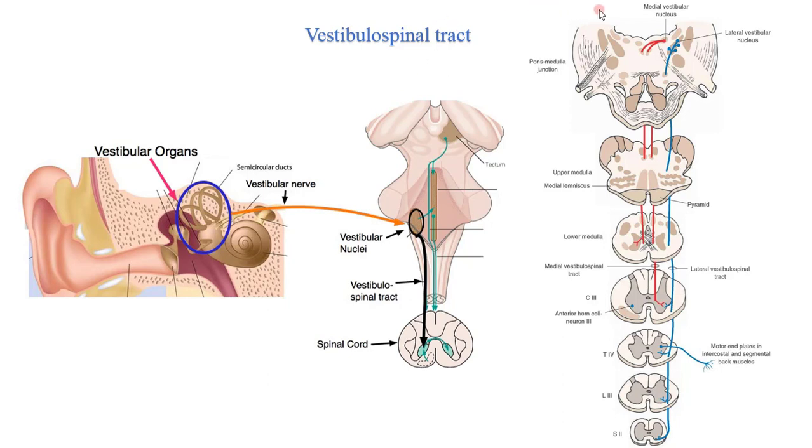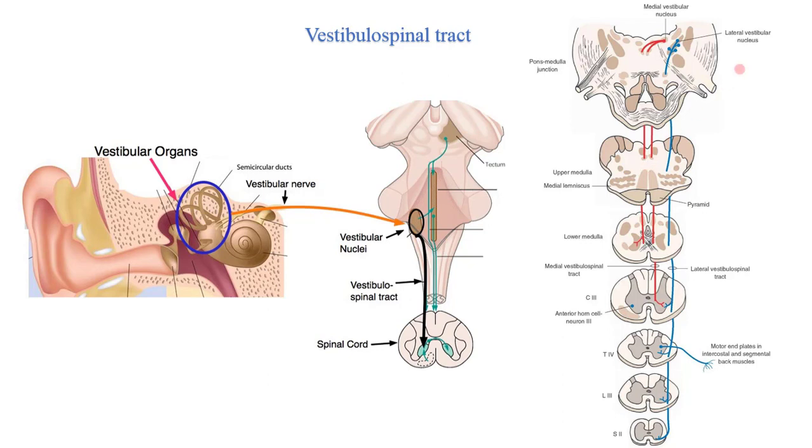The medial vestibulospinal tract naturally arises from the medial nucleus and travels down in the anterior funiculus. Interestingly, some of its fibers are crossed and some are uncrossed. Ultimately, this tract inhibits the action of the neck and the upper back muscles related to maintaining balance.